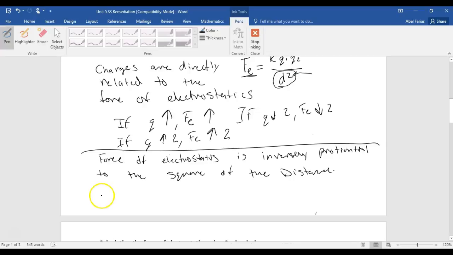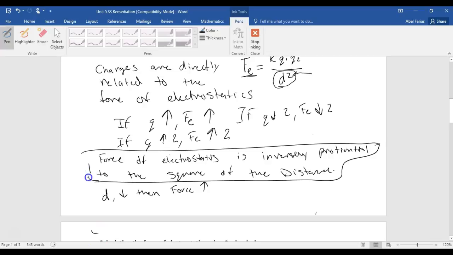So as distance gets closer, so if distance goes down, then force goes up. Right? So definition here, and then here's kind of our relationship. So if distance goes down, the force goes up. Now if distance goes up, vice versa, right? So if distance goes up, then force goes down. So distance going up, that means that the two charges are getting farther away. Distance going down, those two charges are getting closer together.